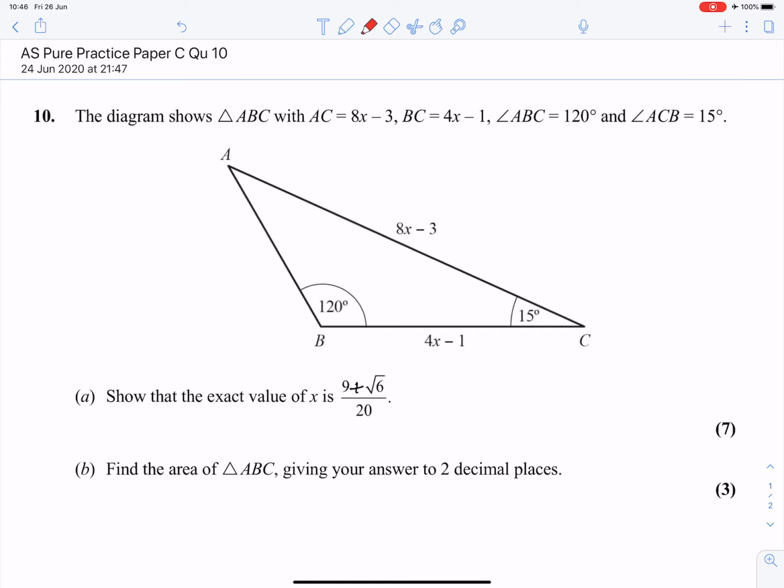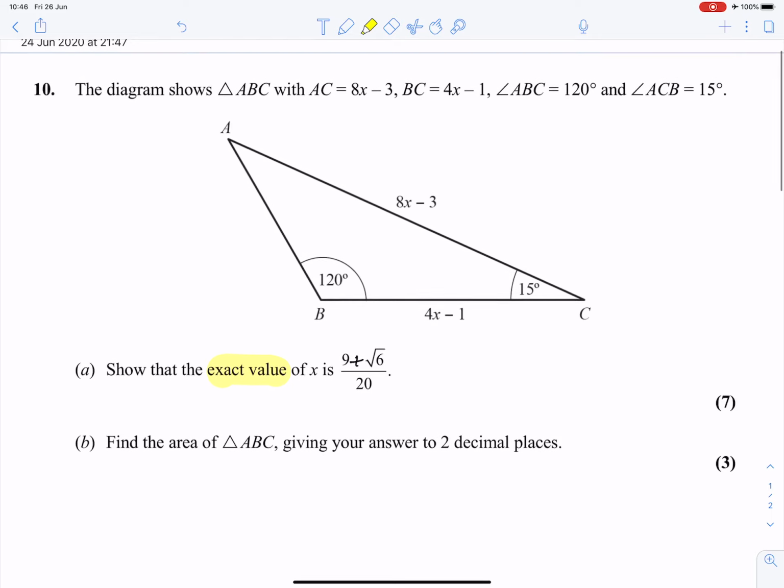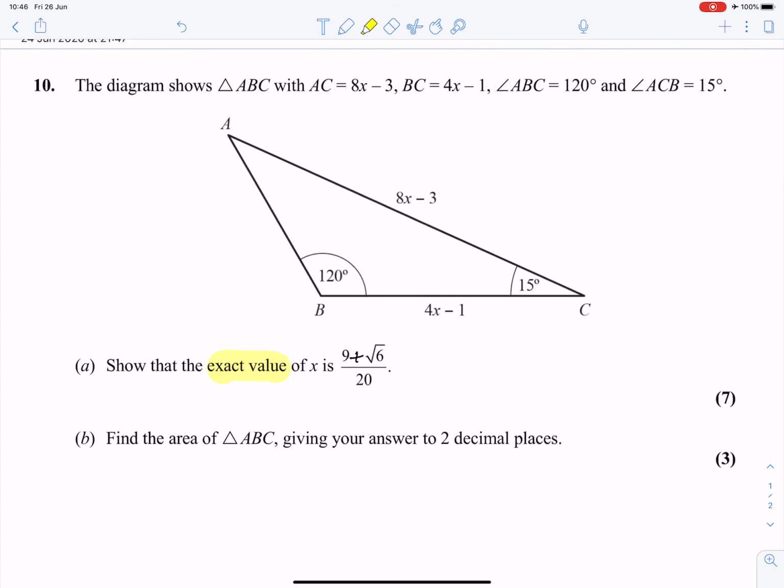So if it says exact, really that's saying to us we should do this without using a calculator. Some of the modern calculators will keep things in surds and that's fine, but in many ways you've basically got to show all your working. So let's look at this. What have we been given in the diagram?